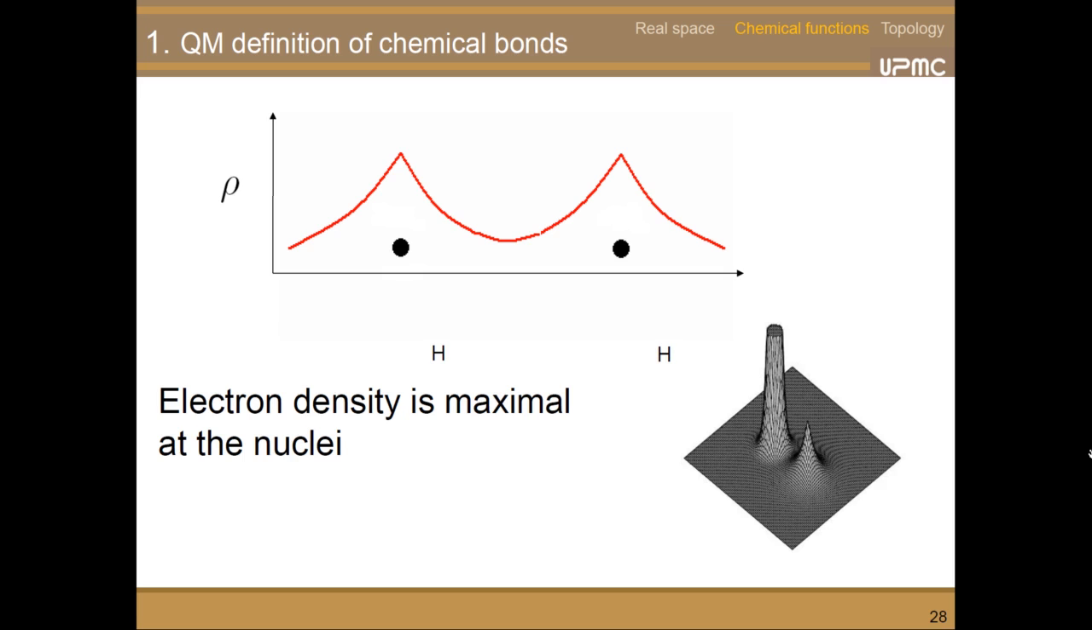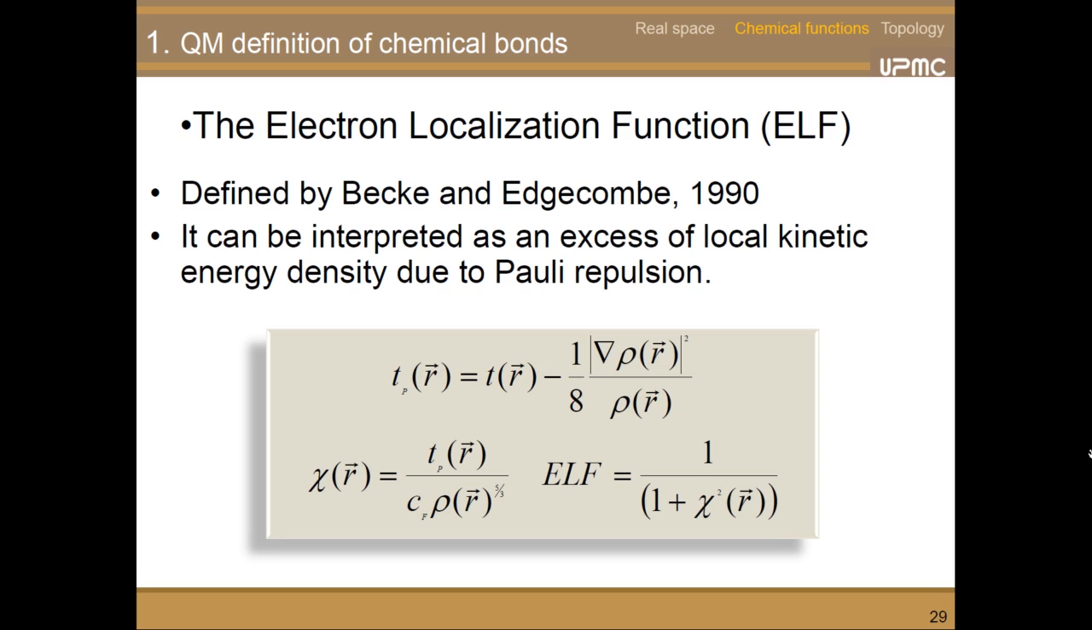So, the electron localization function. The electron localization function was introduced by Becke and Edgecombe in the 90s, and it can be interpreted as an excess of local kinetic energy density due to Pauli repulsion. The way it works is basically we have here the kinetic energy density, so that's the kinetic energy at each point in space. That's the kinetic energy density associated to bosons. So if we get rid of this contribution, we will have something that is giving us the kinetic energy density due to the fermionic nature of electrons. And that's what is actually giving the Pauli behavior.